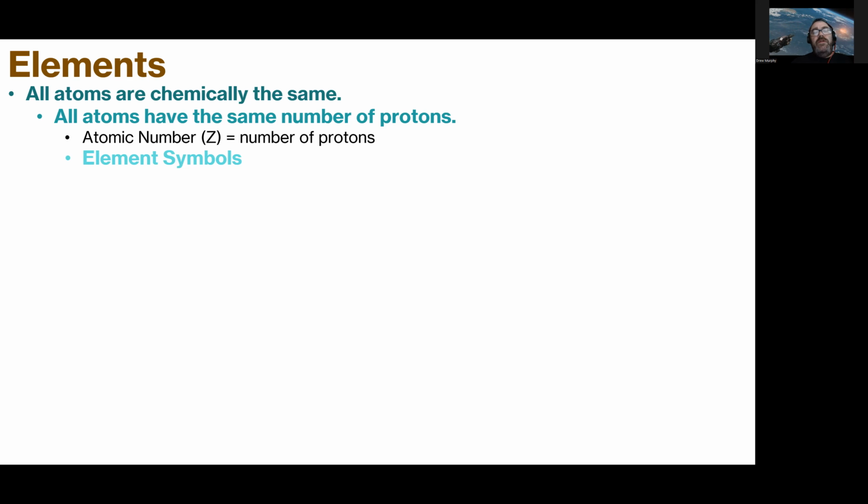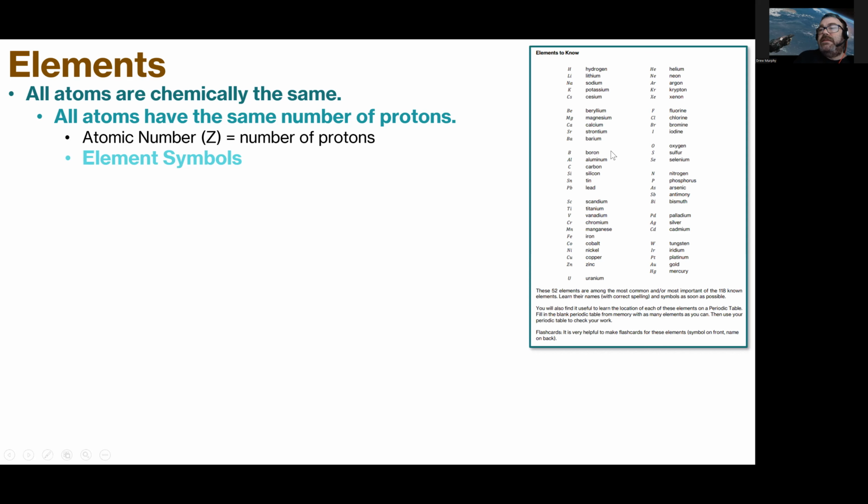We've even defined this number of protons as its own number called the atomic number, and we call this Z. As you probably already know, we often refer to elements by their symbol in writing formulas and such. You've already seen some of those during the other videos, I'm sure. So you will get a handout like this in class. There are 118 known elements right now.